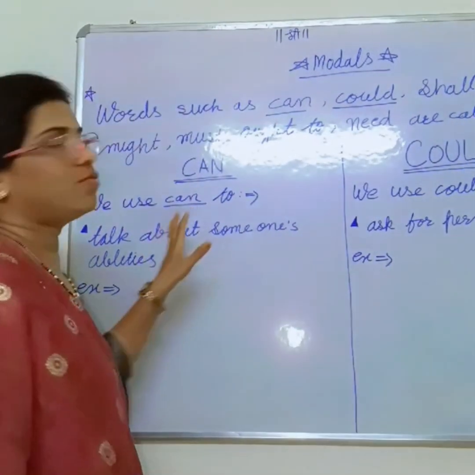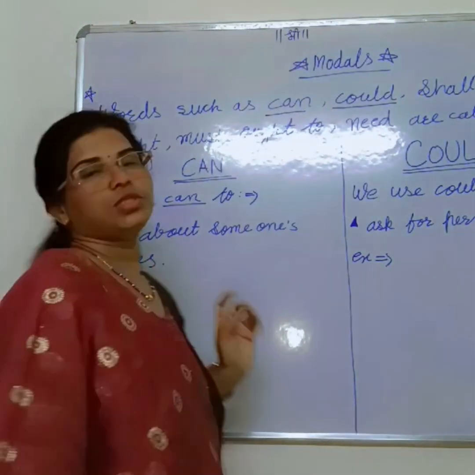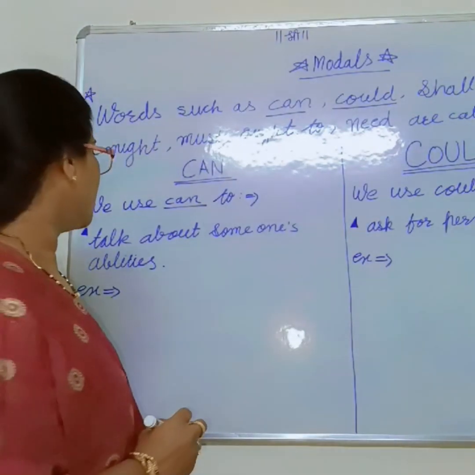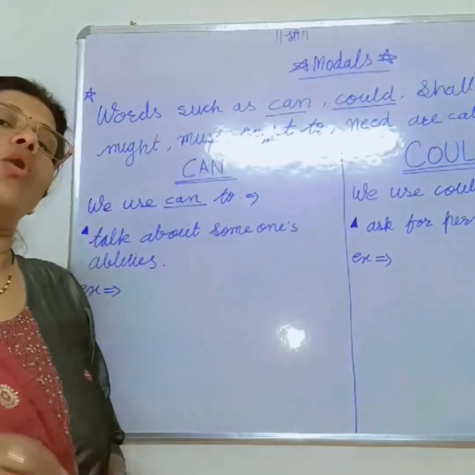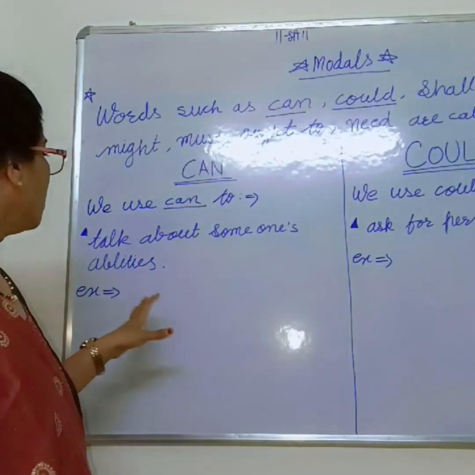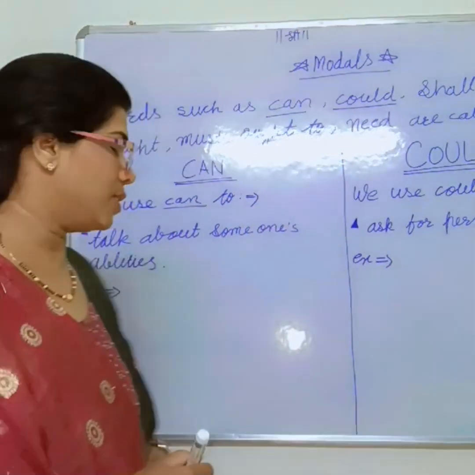Okay, we'll see first about can. We use can to talk about someone's abilities, meaning how capable someone is or what abilities she or he has. To speak about that, we use the modal verb can. Okay, we'll see the example.